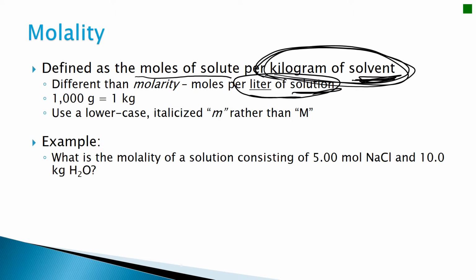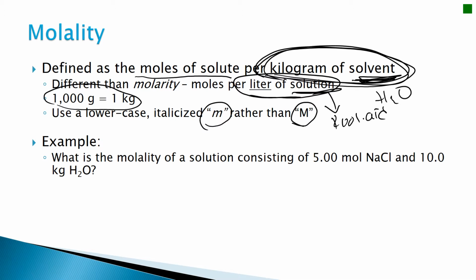So in the Kool-Aid scenario, the solvent is just talking about the water. This is talking about the total Kool-Aid, okay? Well, remember, 1,000 grams equals 1 kilogram, because a lot of times we'll give it to you in kilograms or we'll give it in grams and then you'll have to convert it into kilograms. And then the difference between molarity and molality is an italicized lowercase m for molality, and molarity is a capital M.